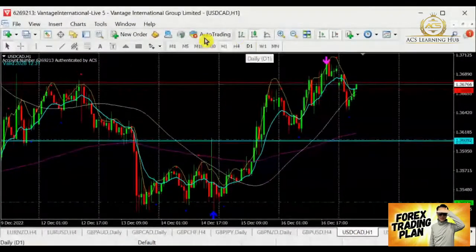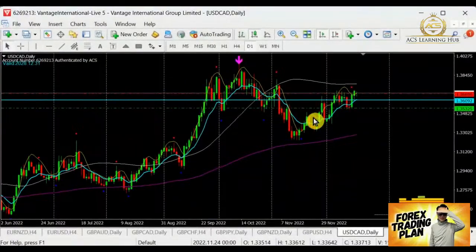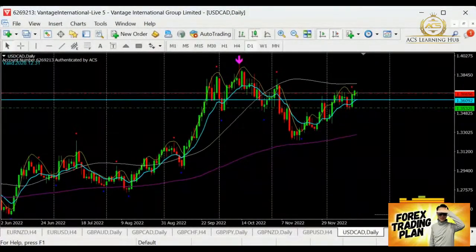Right, dollar CAD. Dollar CAD is very obvious that we are actually going for a bull at this point here. We are running, so buyers can take note.